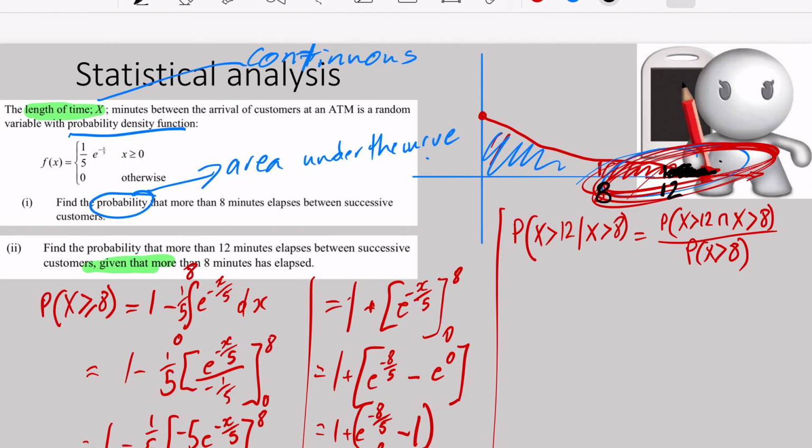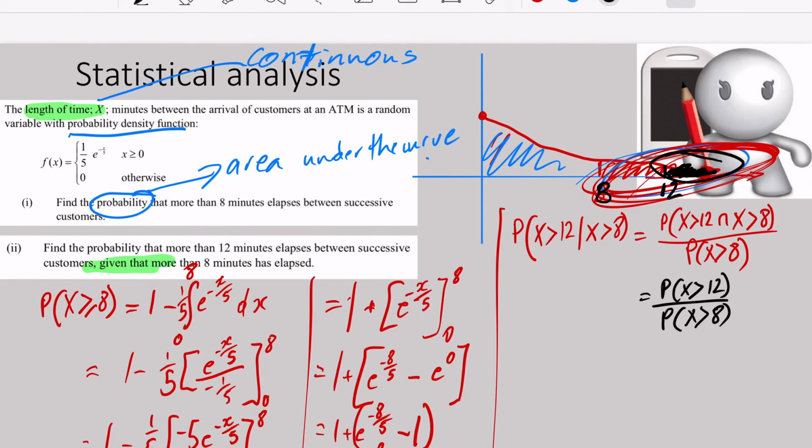Now, where do they intersect? Well, they intersect at the area that is greater than 12. So all I'm after is the area that is greater than 12 over the probability that x is greater than 8, which I've actually worked out in the first part of this question.